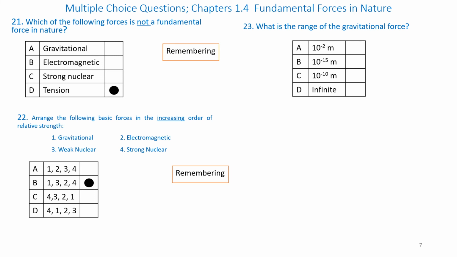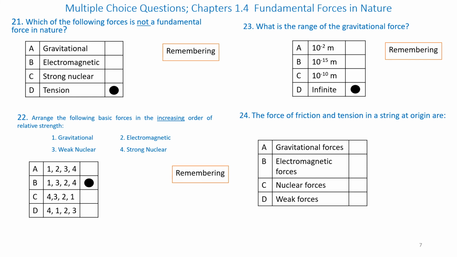What is the range of gravitational force? Choice A is 10 to the power of minus 2. B is 10 to the power of minus 15. C is 10 to the power of minus 10 meters, all in meters. Choice D is infinite. We know that gravitational force has infinite range. So option D is the correct option. Mark it.